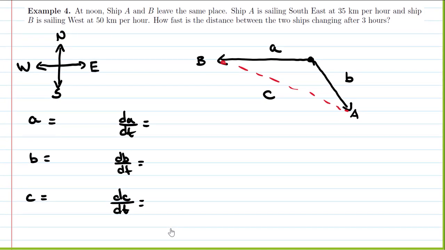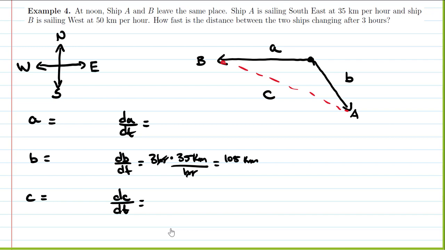So what do we know? Ship A is sailing southeast at 35 kilometers per hour for 3 hours. So that means this side right here is going to be 3 hours times the rate, which is 35 kilometers per hour. So that's going to be 105 kilometers. The hours reduce out, and we get 105 kilometers.